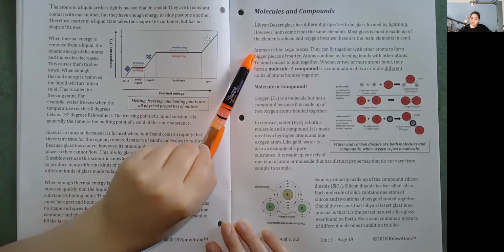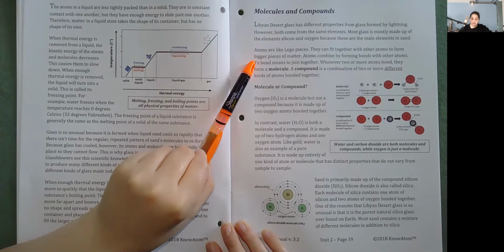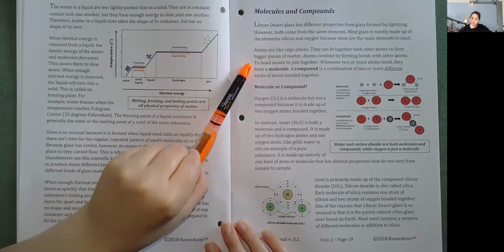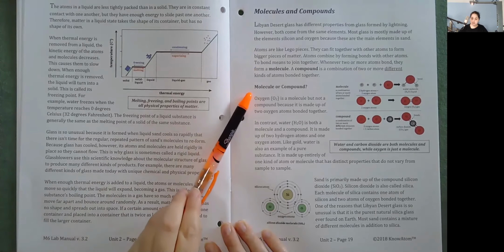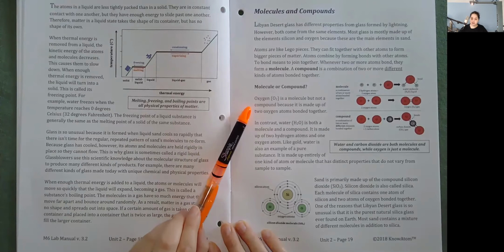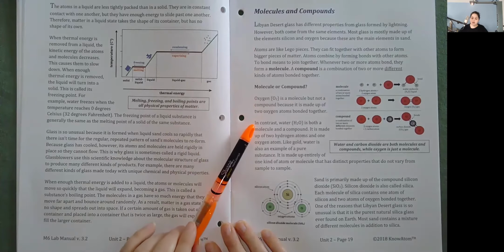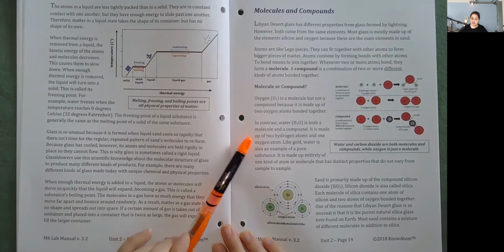Atoms combine by forming bonds with other atoms. To bond means to join together. Whenever two or more atoms bond, they form a molecule. A compound is a combination of two or more different kinds of atoms bonded together. Molecule or compound? Oxygen is a molecule, but not a compound, because it is made up of two oxygen atoms bonded together. In contrast, water is both a molecule and a compound. It is made up of two hydrogen atoms and one oxygen atom.